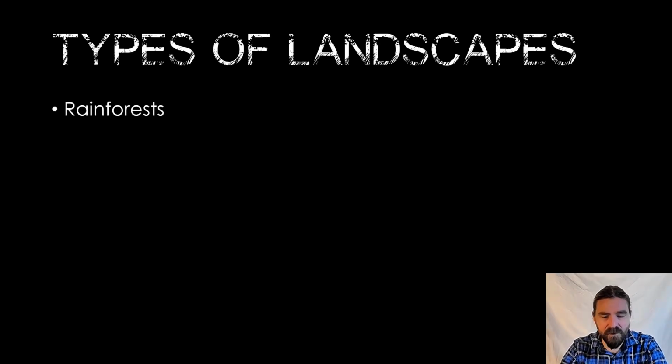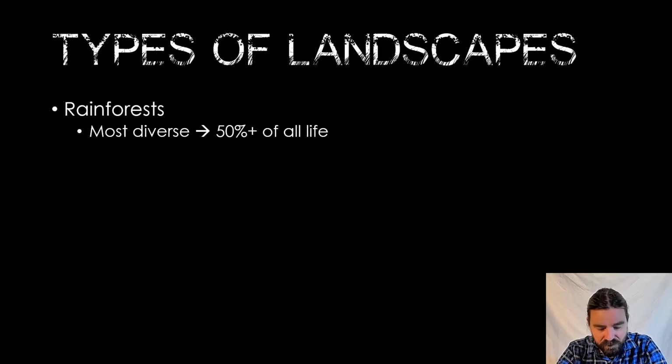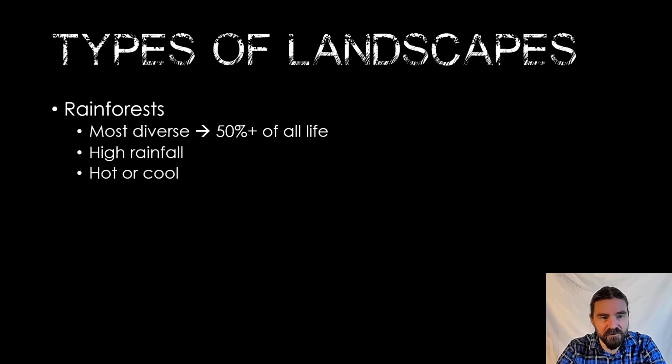Next landscape, rainforests. They are the most diverse of all landscapes. You find 50% and more of all life, plants and animals, found in rainforests. So they're very important for biodiversity, i.e. the diversity of life on Earth. And obviously they have high rainfall. That's the thing that makes them rainforests. And they, again, can be hot or cool. Not as cold as some deserts, but you can have hot rainforests and you can have cool or temperate rainforests as well.